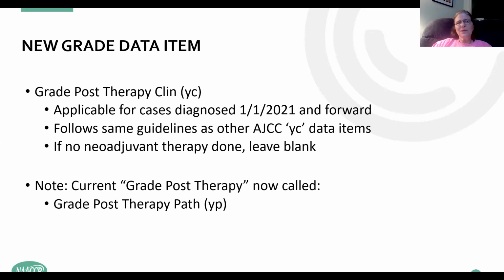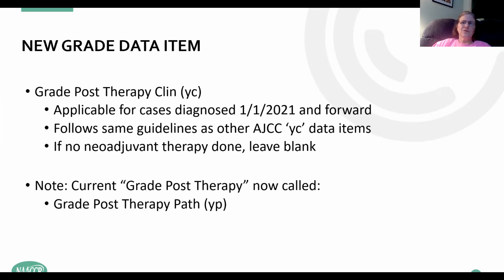So we have added grade post-therapy CLIN, which we talked a little bit about. It's applicable for cases 1/1/2021 and forward. However, you can use it for cases going back to 2018 forward if you want. Once again, you do not have to change any cases or go back and review any cases.